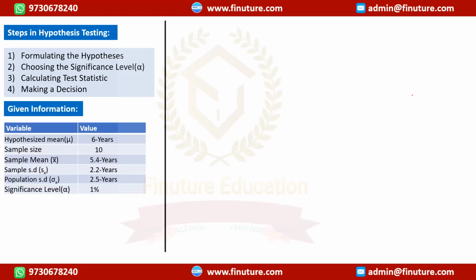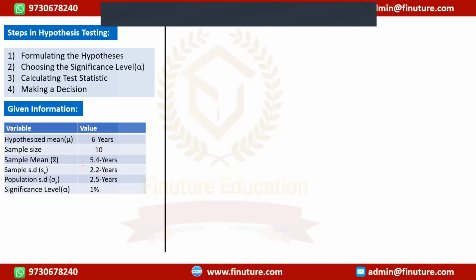So this was the given information wherein a car manufacturer was claiming about the population that the average life is more than 6 years. To counter his claim, we took a sample of 10 cars, and the mean of those 10 sample cars was around 5.5 years. In fact, it was 5.4 years. The standard deviation is 2.2 years for the sample of 10 cars, and the standard deviation for the population from past experience that we have been given is 2.5 years.